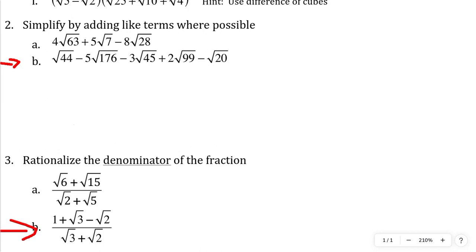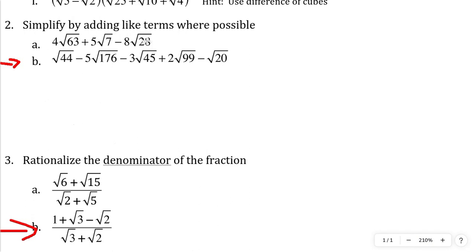Welcome back, my friends. Let's look at some more radicals, some irrationals. It says simplify by adding like terms where possible. Well, at first glance, they don't look very like, do they? Because they have all kinds of different square roots. And it looks like we're done. It looks like there's nothing we can do.